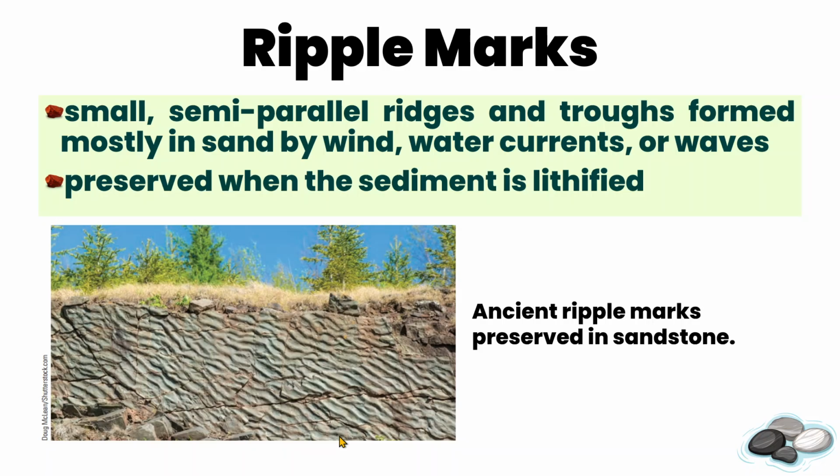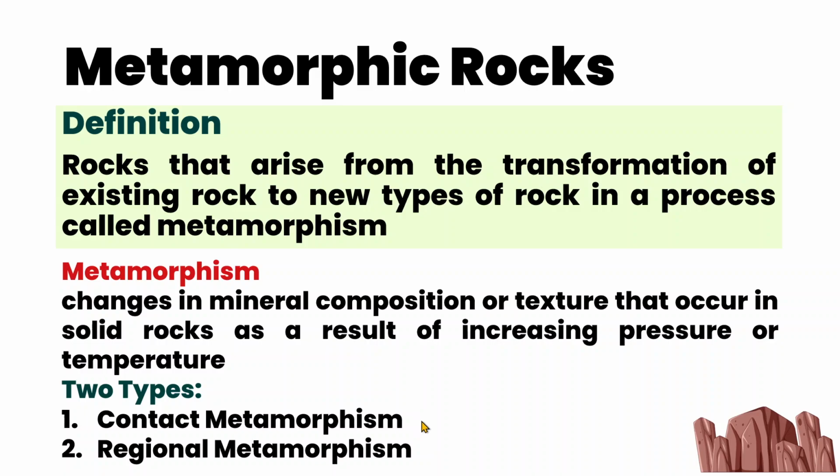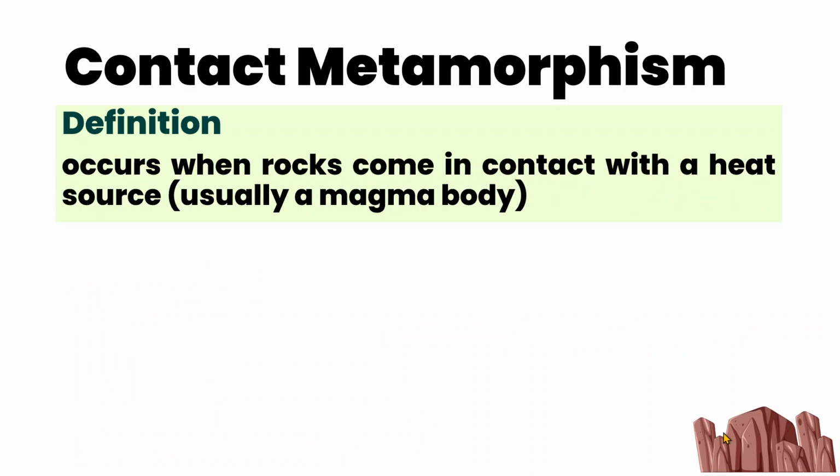We go to the last kind of rock, metamorphic rocks. These are rocks that arise from transformation of existing rock to new types of rock in a process called metamorphism. The word metamorphic means change. So metamorphism is a process that changes the mineral composition or texture in solid rocks as a result of increasing pressure or temperature. There are two types of metamorphism: contact and regional metamorphism.